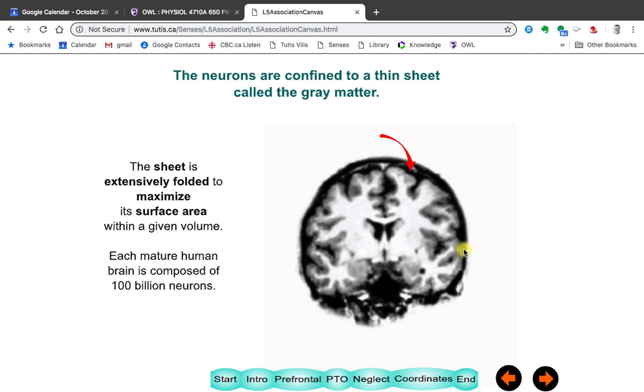So this is where all your neurons lie. So this is where all your connections get formed, and where all your memories get formed. So you want as much of this as possible. And we have about 100 billion neurons.